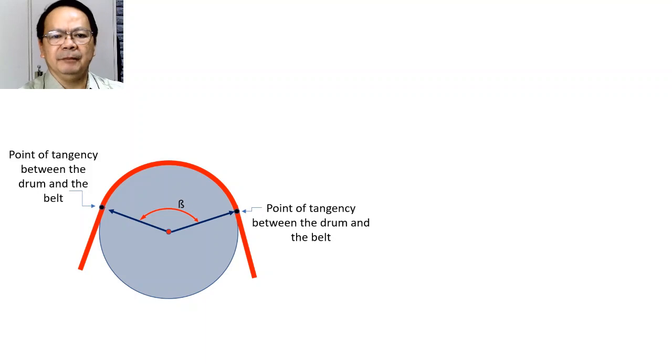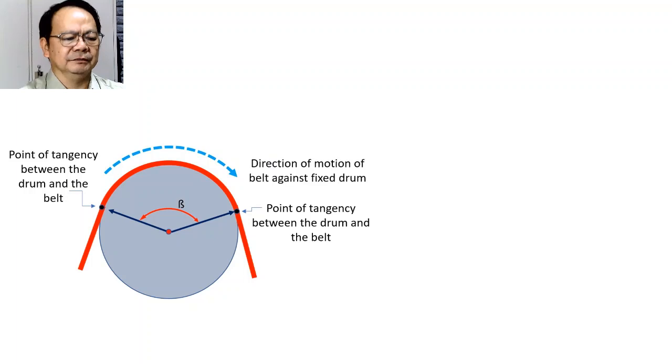Imagine natin that the belt will be moving against the drum in this direction. And because there is a friction between the drum and the belt given by the coefficient f, therefore, as the belt moves in this direction, there will be a frictional force developed directed in the opposite direction as the direction of the motion of the belt against the drum. And for the belt to move in this direction, it has to overcome the frictional force that will be developed between this belt and the drum.